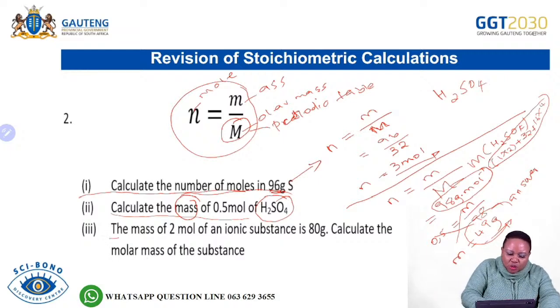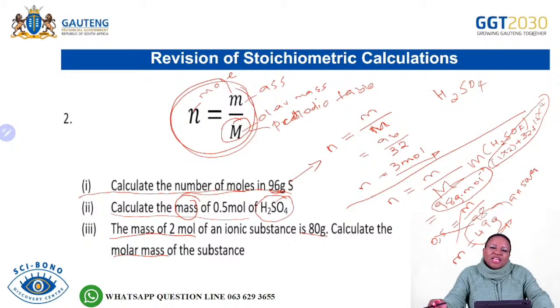Therefore, when you look at the last one, they are giving you the moles and they are giving you the mass. They want you to calculate the molar mass. So we'll definitely use the same formula, just manipulate it to find our molar mass, which we are not going to do now. You can do it on your own and see whether you can find the molecular mass of this formula.